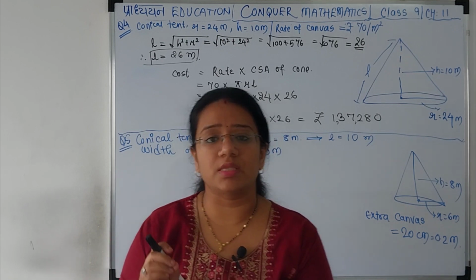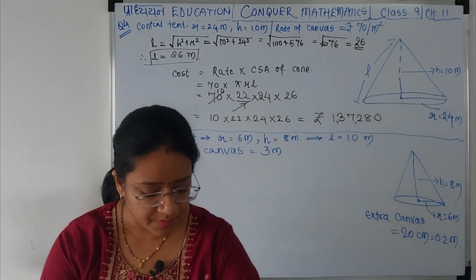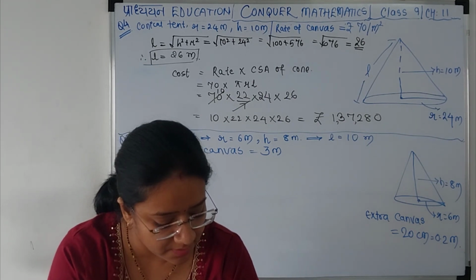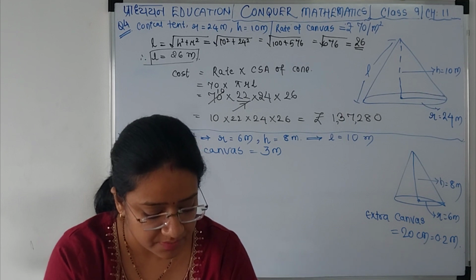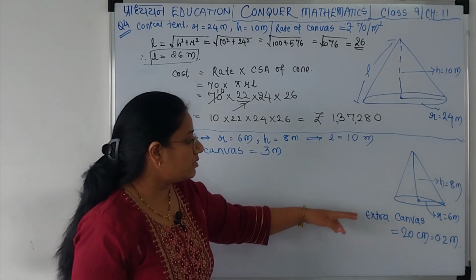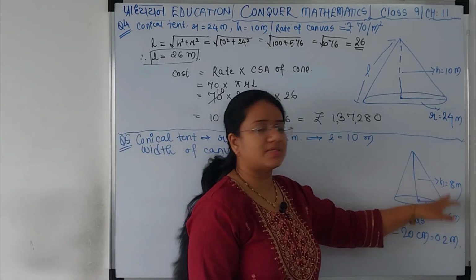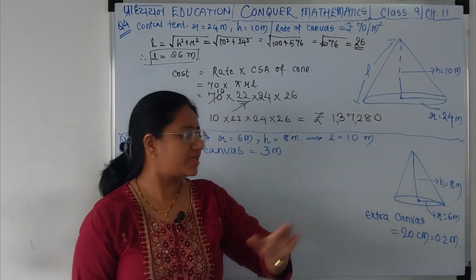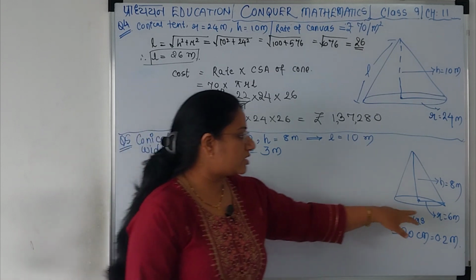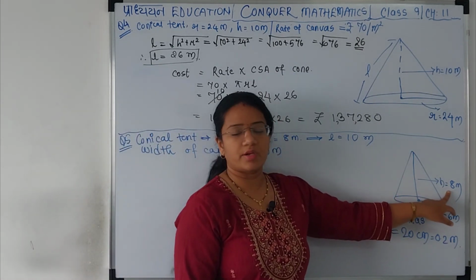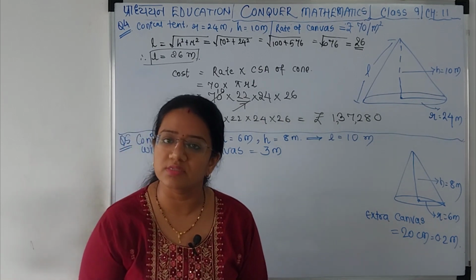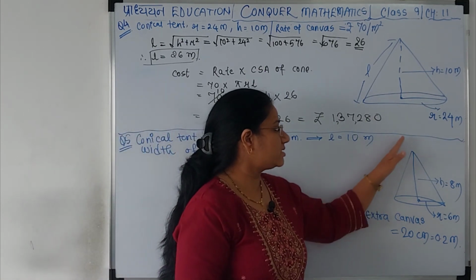Tarpaulin is nothing but the cloth that we need. 3 meter wide will be required to make a conical tent of height 8 meters and base radius 6 meters. So there is a tent whose radius is 6 meters, height is 8 meters. If you know the Pythagorean triplets, the third side will be 10 meters because 6 square is 36, 8 square is 64, 36 plus 64 is 100, whose square root is 10. So you get L as 10 meters.